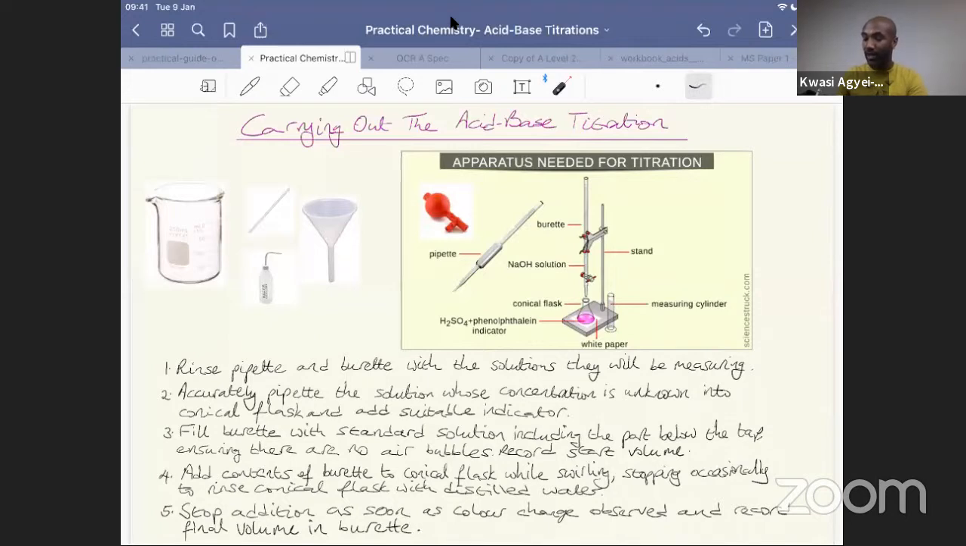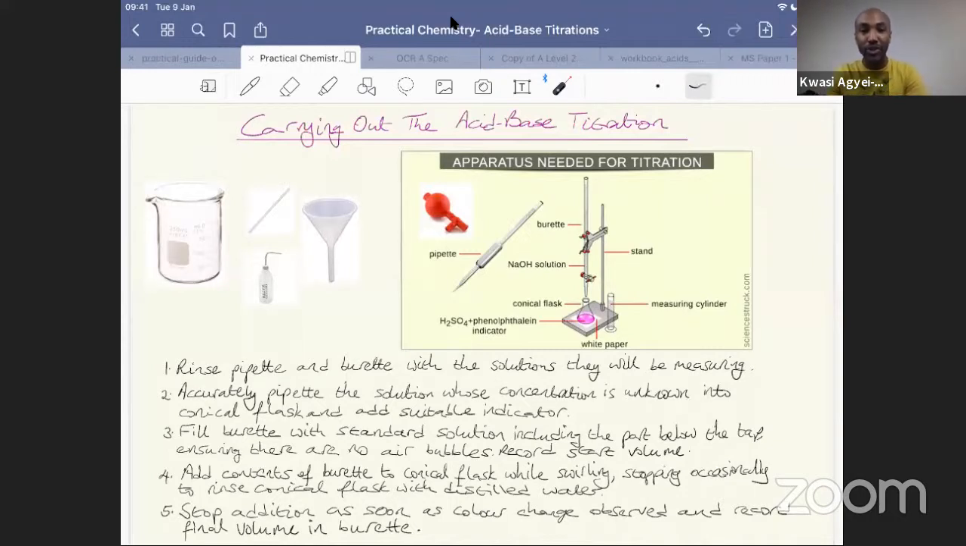The sulfuric acid is going to be pipetted into the conical flask. You're going to use the pipette filler to allow you to do that safely. You don't want to be sucking on your pipette as if it were a straw. That would obviously be very dangerous, given that you're working with a corrosive solution of sulfuric acid. So you're going to pipette accurately into your conical flask.